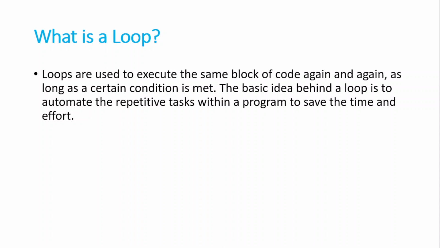Loops are used to execute the same block of code again and again as long as a certain condition is met. The basic idea behind a loop is to automate the repetitive task within a program to save time and effort. So for example, if you want to execute the same block multiple times, you can use loops for that, and that loop will constantly execute the same block of code until a particular condition is satisfied.